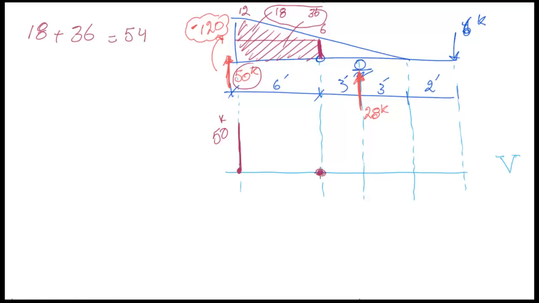What this area is telling me is that I should drop from the previous shear value by 54 units. But I'm dropping from 50. So it's dropping from 50 in the positive. Dropping by 54, that will make me go to negative 4. Okay? And now, what else can we get?